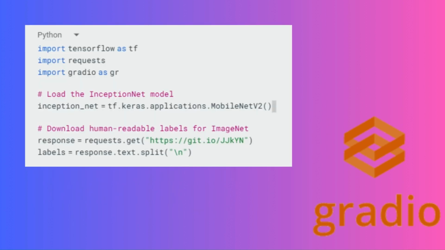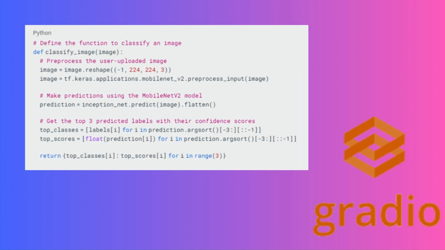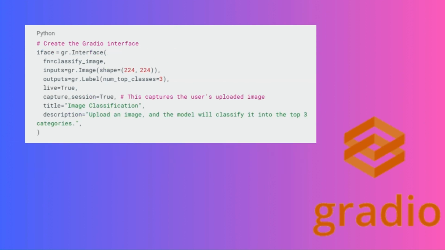Here you can see I wrote a few lines of code. Import libraries, then load the pre-trained model, and then download human-readable labels for ImageNet, which allow us to map the model's predictions to meaningful class labels. After that, we define a function that classifies an image into our top 3 categories along with their confidence scores. This function will be at the core of our interactive application. With the classification function in place, we create the Gradio interface. This interface allows users to upload an image and the model will classify it into the top 3 categories.